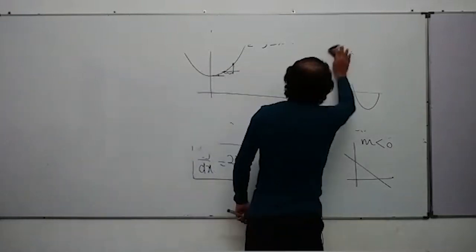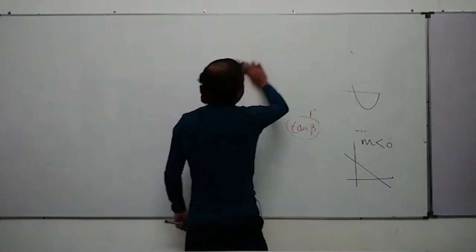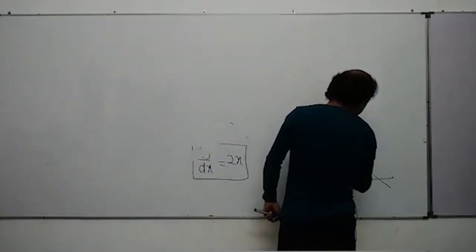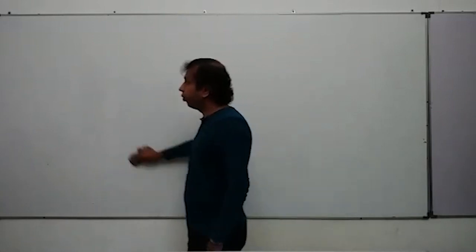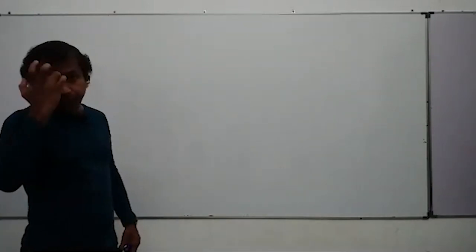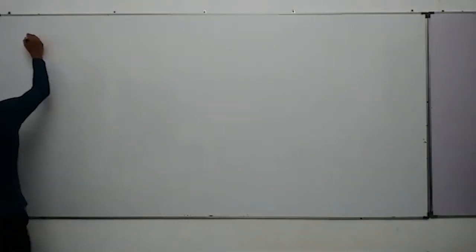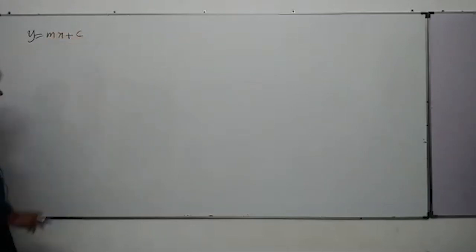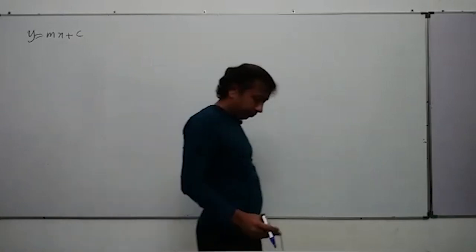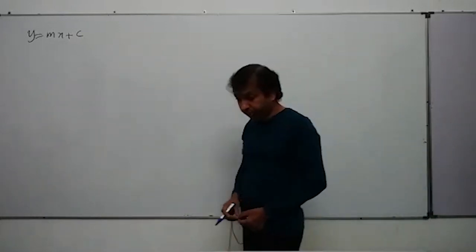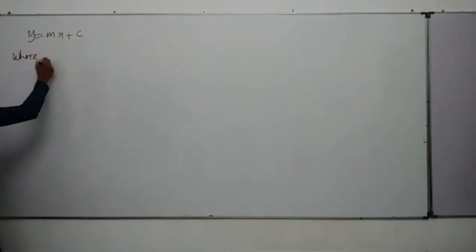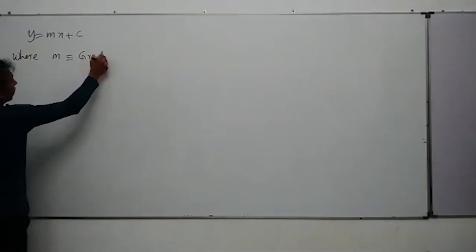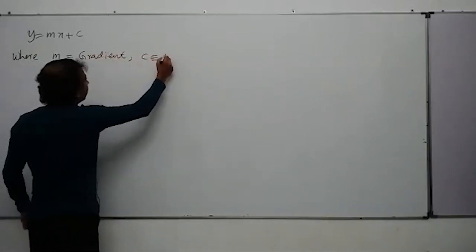Consider the straight line given by its standard form, y equals mx plus c, where m is called the gradient and c the intercept.